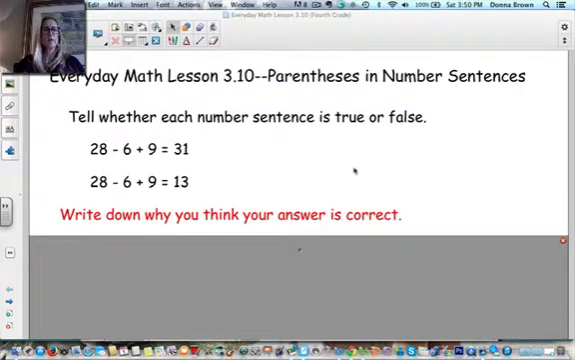So take a moment, think it through, and then write down what you think your correct answer is and which one you think is the false answer.